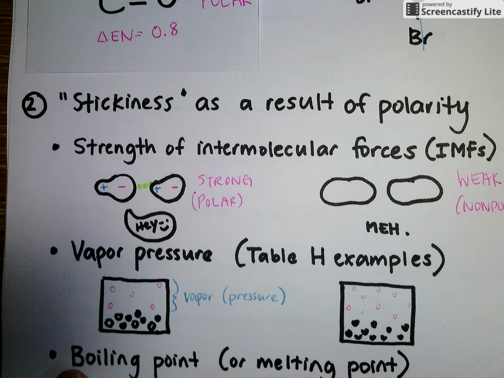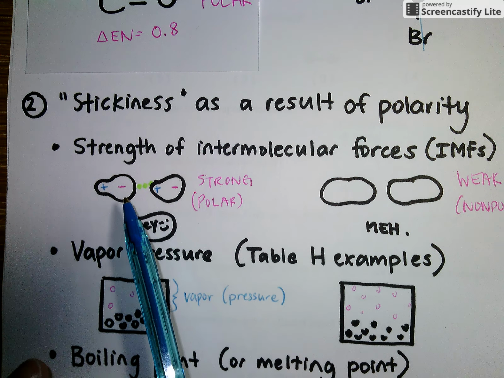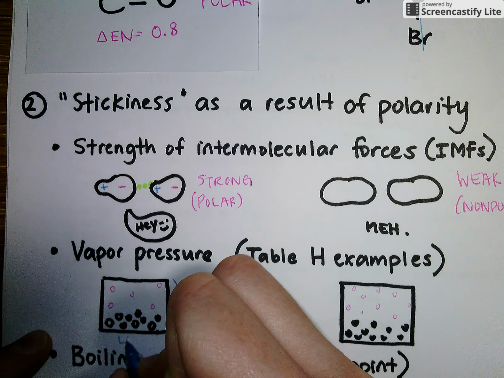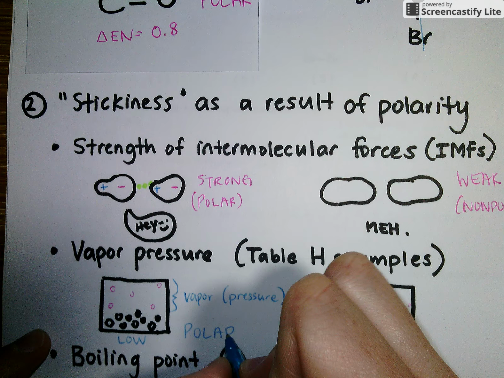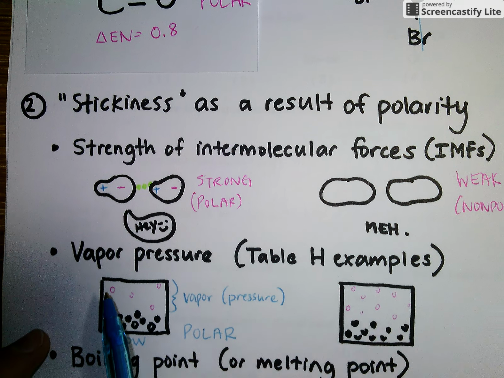Polar liquids tend to want to stick to one another. So it's going to be very hard to pull molecules out of the liquid phase into the gas phase for a polar substance. So we tend to see low vapor pressure for polar substances. These are so attracted to one another, they don't want to let anything escape.